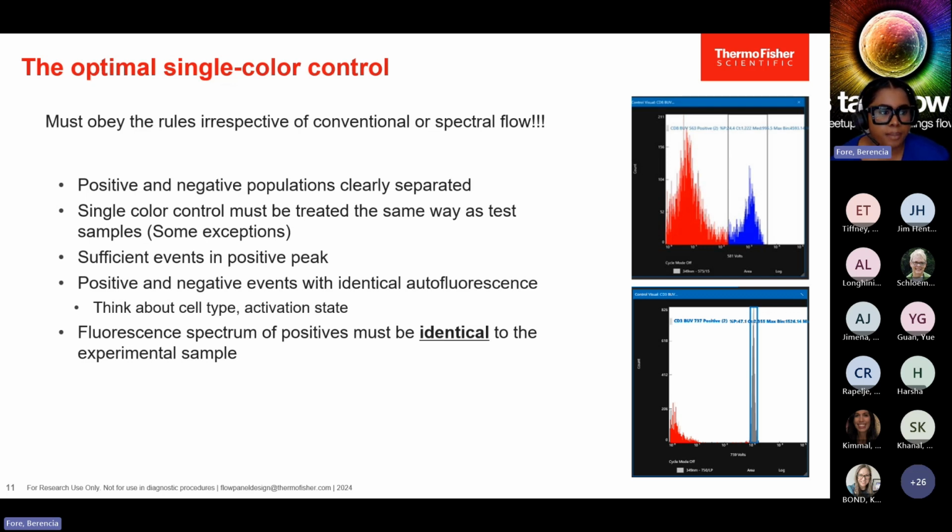And so lastly, the fluorescence spectrum of the positives must be identical to the experimental sample. And you may have heard this before, you cannot interchange AF488 and FITC. This is something I feel some may have gotten away with on a conventional cytometer, but with spectral, it becomes even more important to ensure that if you do have FITC in your sample, you are using FITC in your reference control.